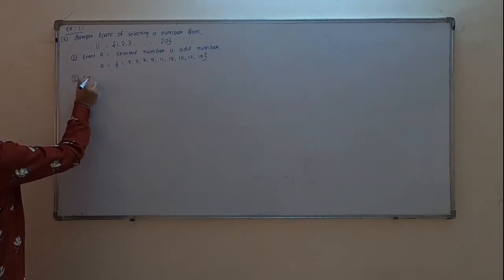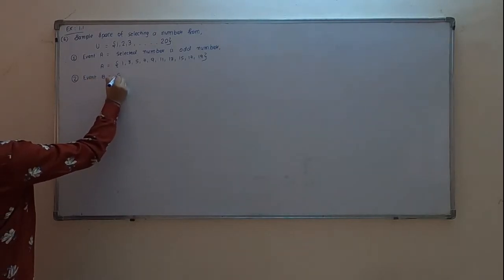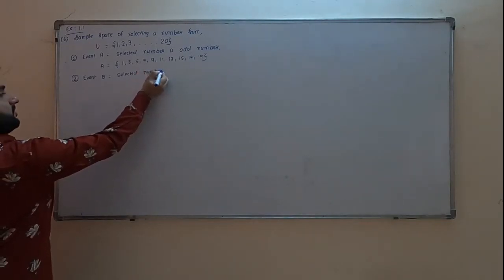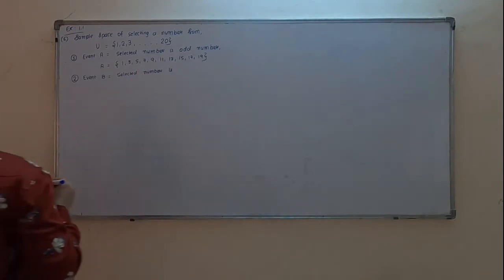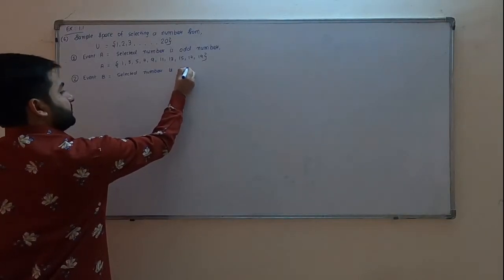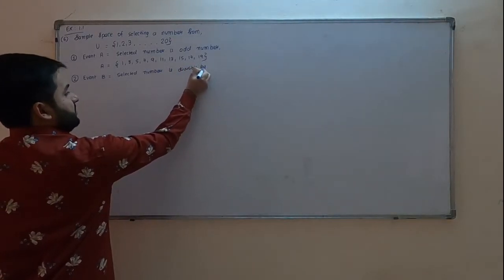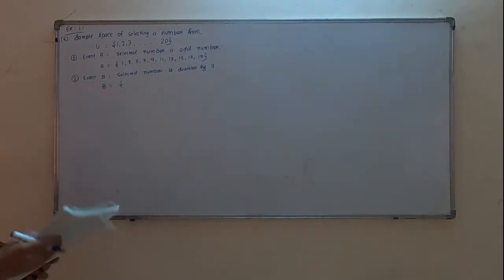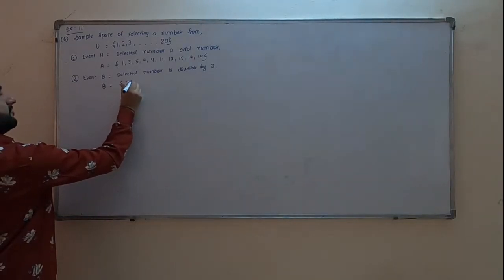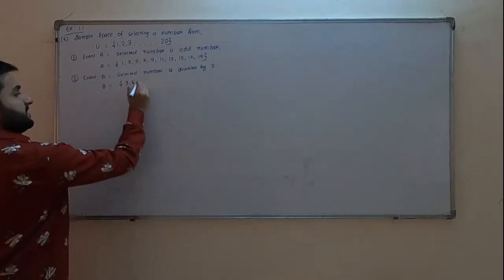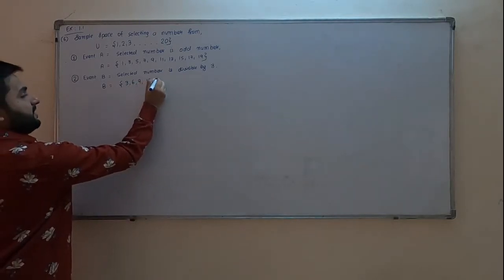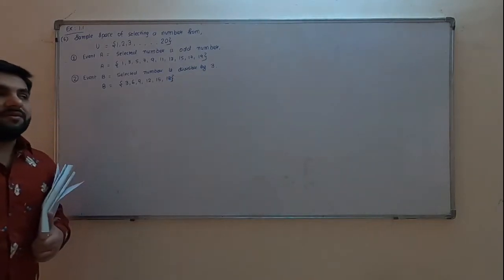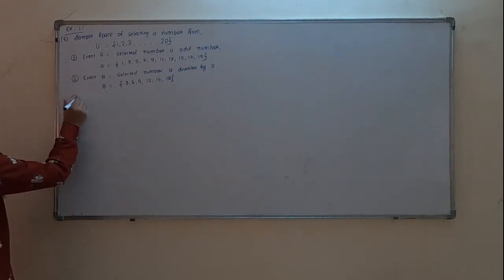Number 2, event B: the selected number is divisible by 3. The numbers which are divisible by 3 are 3 itself, then in the table of 3, 6, then 9, 12, 15, 18, and the next number is 21, so it cannot come.